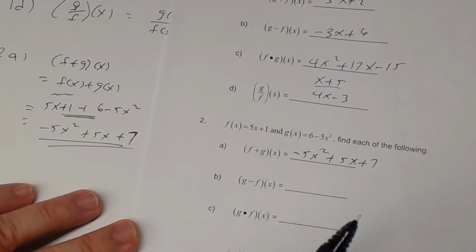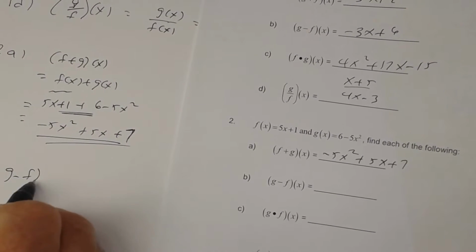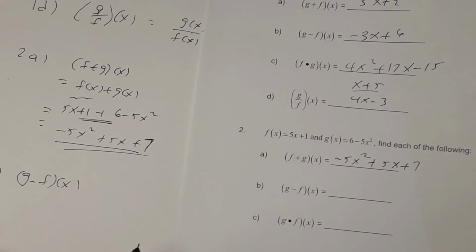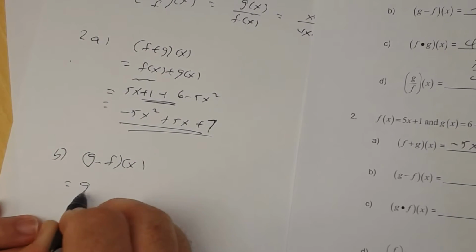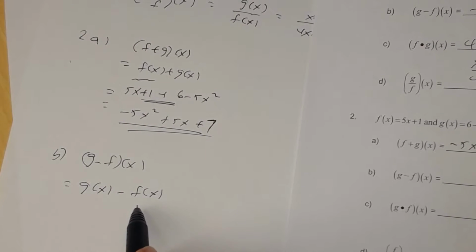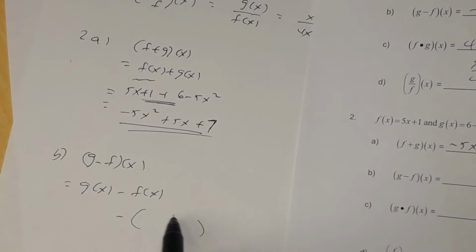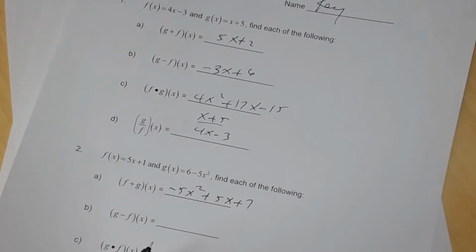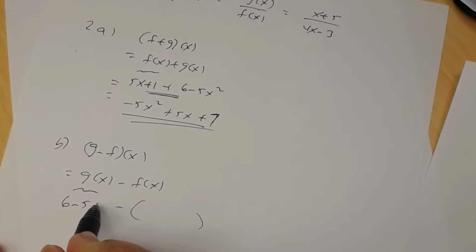Letter B is where you're subtracting. Okay, so this time you want to find g subtract f at x. Well, by definition, that means g of x minus f of x. Now, since you're subtracting, remember you're going to put this one in parentheses. So you're going to say minus that function f of x. So g of x, remember, is just 6 minus 5x squared. So that goes here, 6 minus 5x squared.